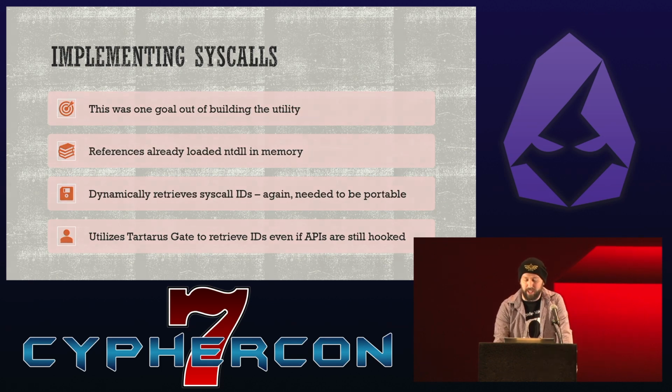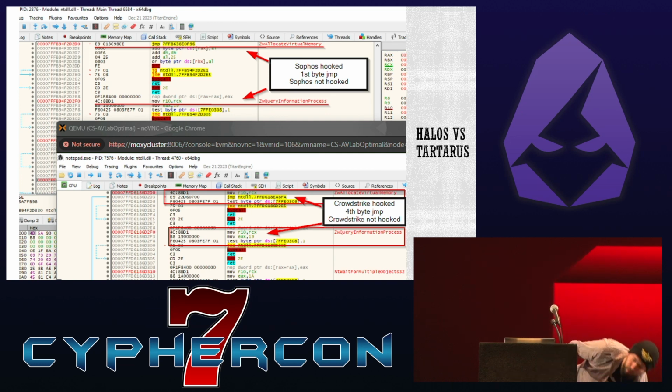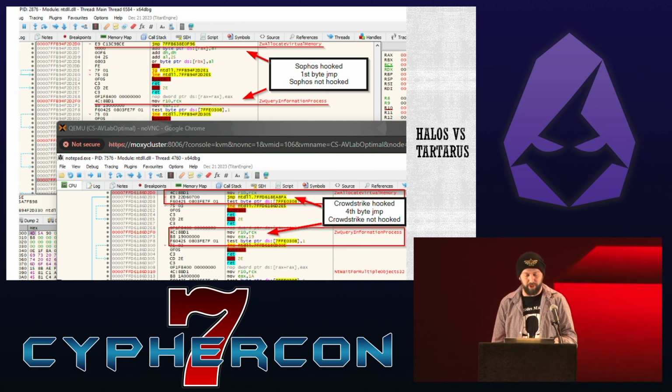When I was in my test lab for it, I decided to just go that far and say, okay, Halo's gate, that should be good enough for what we want to achieve. What we're looking at here is the test lab, and when I was in there, I noticed Sophos, for example, hooks right away. First byte of the function call immediately jumps into the Sophos DLL. On the bottom, we can see the CrowdStrike hook. It actually doesn't jump right away. It does the first three, the move RCX into R10, and then it jumps on that fourth byte.